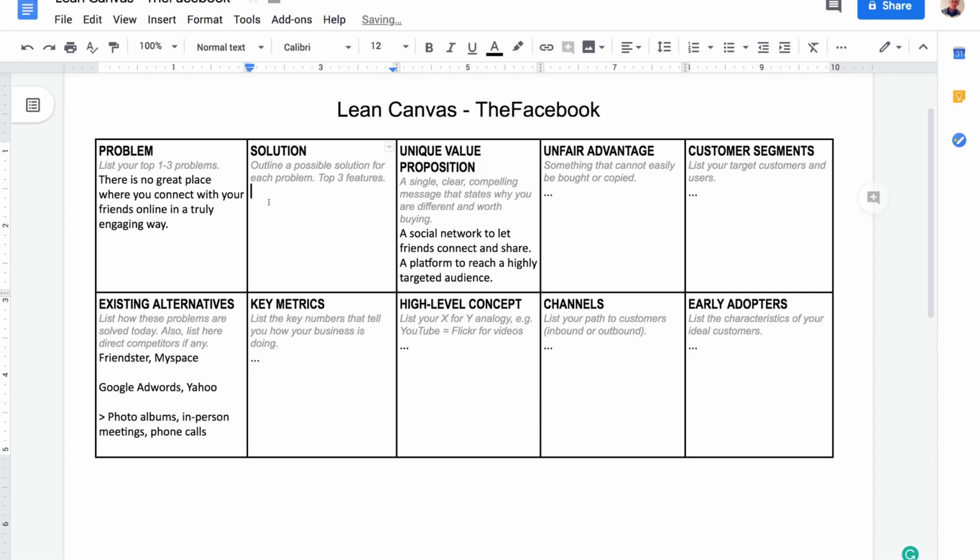So naturally, what would be the solution here? Let's list top 3 features that would solve our problems. First one, rich student profile with friends connections. That's something that was not working very well in existing competitors at that time.